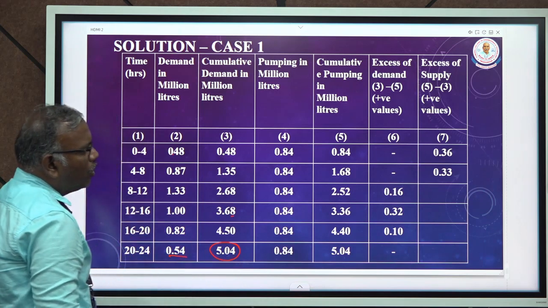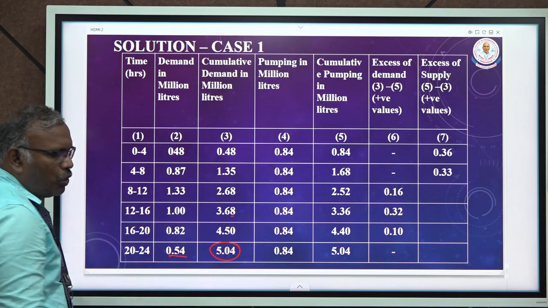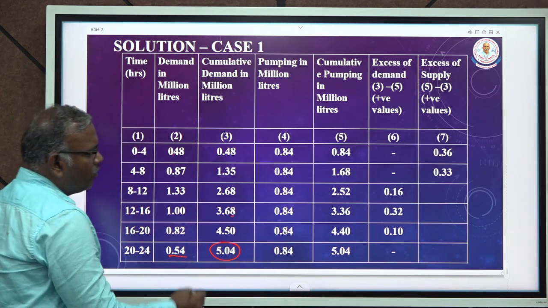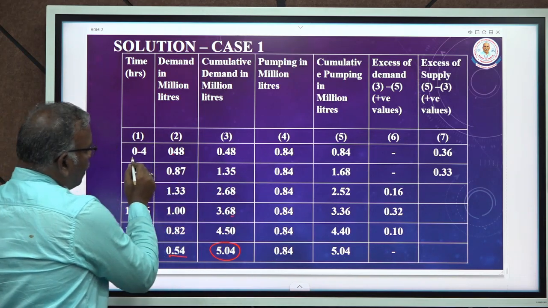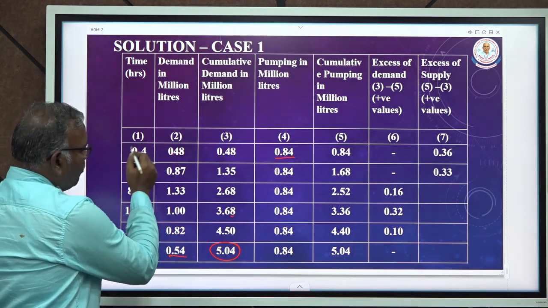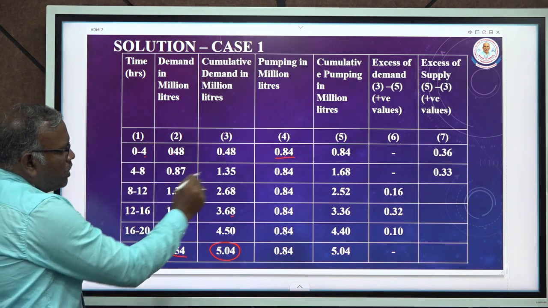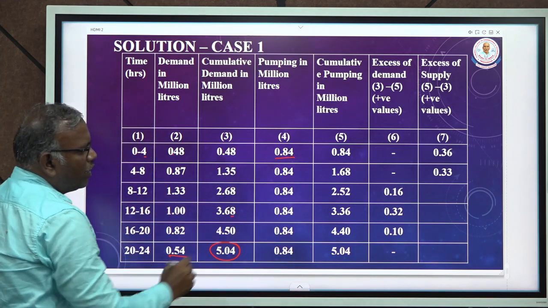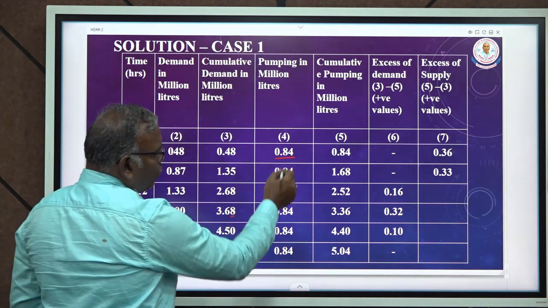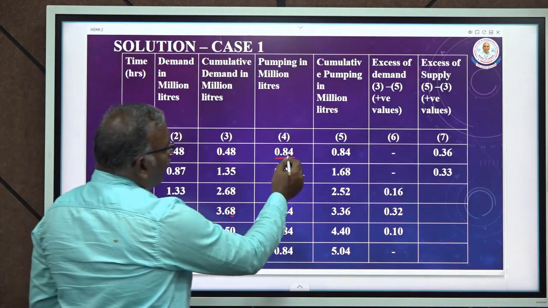From this total quantity, we can find the rate of pumping. The value divided by 24 will give the hourly requirement, around 0.21, which is multiplied by the time period 4 to give the value of 0.84. It is the demand required for each and every time duration. As we mentioned here, it is a constant rate of supply for all 24 hours, around 0.21 million liters is supplied or pumped.